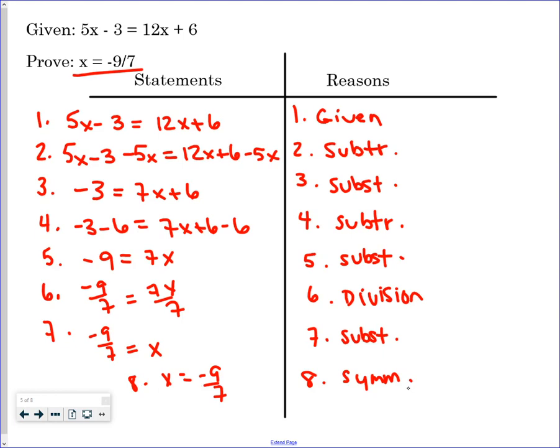It's never a trick. If you don't get negative 9 over 7, you messed up somewhere. Okay? Does anybody have a question? All right. Let's do another one.